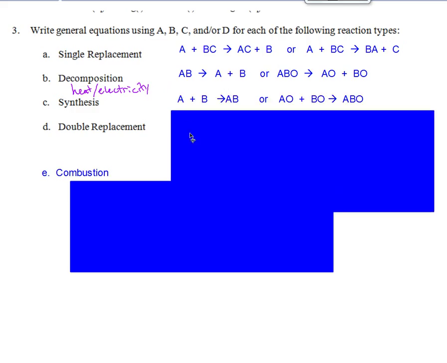Synthesis is the exact opposite. In fact, these are just those 2 reactions flipped around. It's the opposite of decomposition. Synthesis means to build and put things together, and here we're taking elements and combining them together.